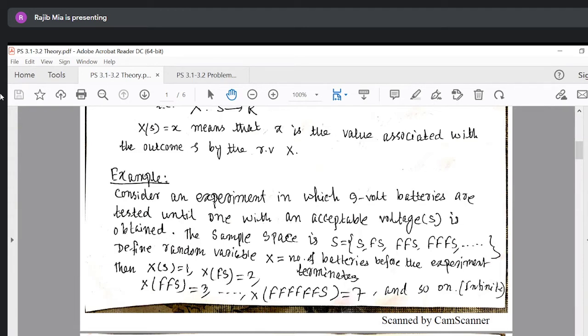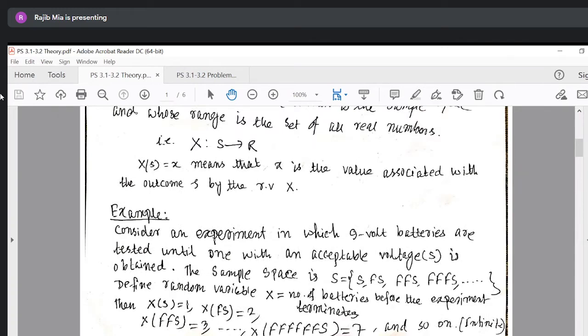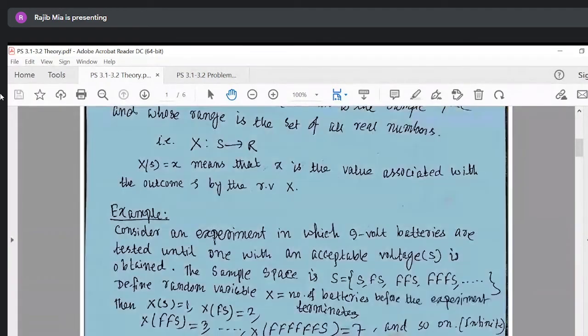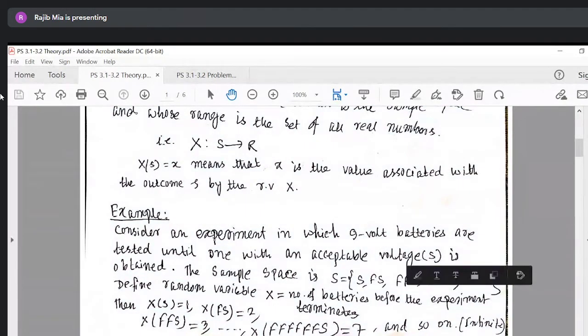In this way, X can take the values 1, 2, 3, 4, 5, 6, 7. You can see X takes real number values. That's why X is a function from the sample space to R. For each outcome of the sample space, we assign a real number.